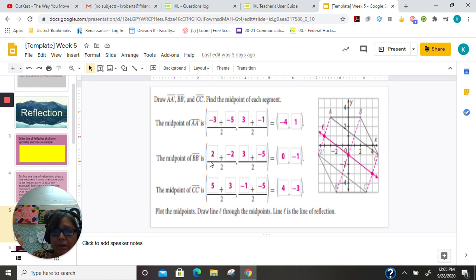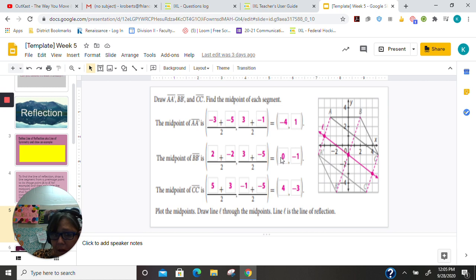Then the midpoint from B to B prime. B is at 2, 3, and B prime is at -2, -5. So plugging in, this one is 2, and this one is -2. So 2 plus -2. And then for the y values, this one is 3, this one is -5. So 3 plus -5. Add those up and divide by 2. 2 plus -2 is 0. 0 divided by 2 is 0.